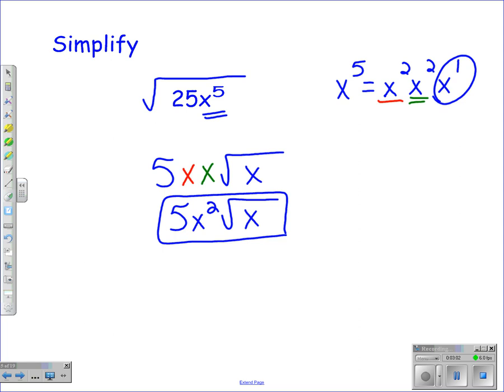If you see an exponent on your variable and it's an odd number, think of taking that number divided by 2, whatever that answer is. That's what your x to the power is going to be outside of your radical, and then you're going to have an x to the 1st power left over, because with that odd power you're always going to have one variable left underneath the radical.